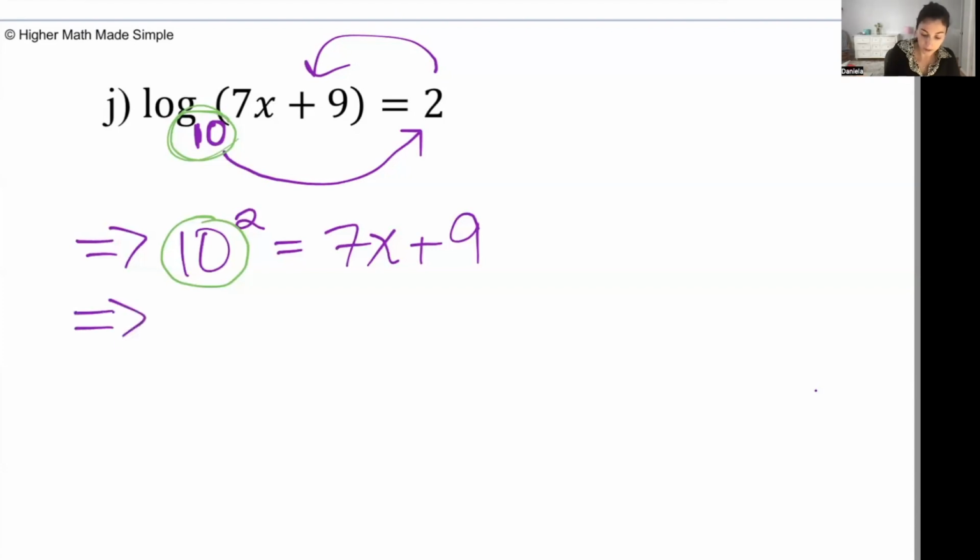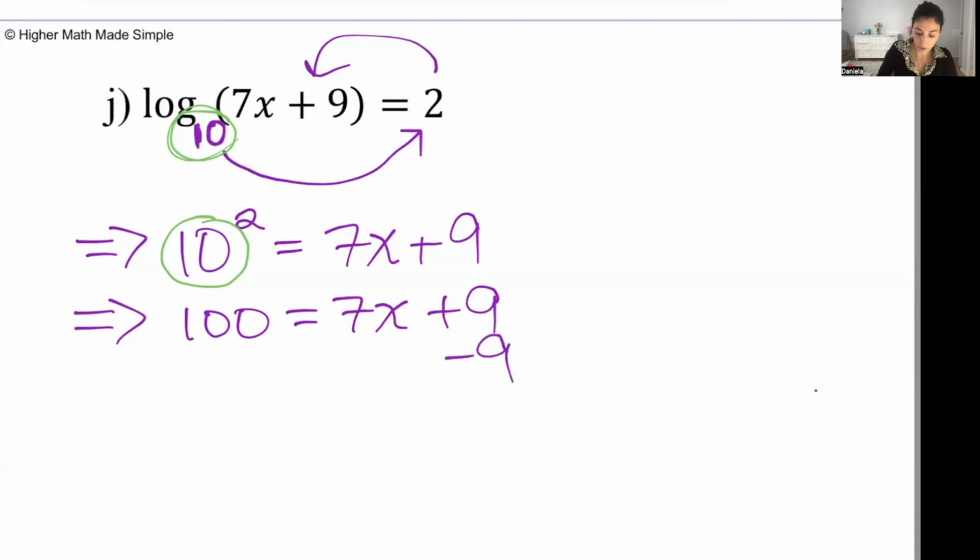So if we simplify, 10 squared is 100. So you should simplify first, and then look how easy it turns out. Now we're going to subtract 9 on both sides. 100 minus 9 is going to give us 91, is equal to 7 times x. And then opposite of multiplying is dividing.